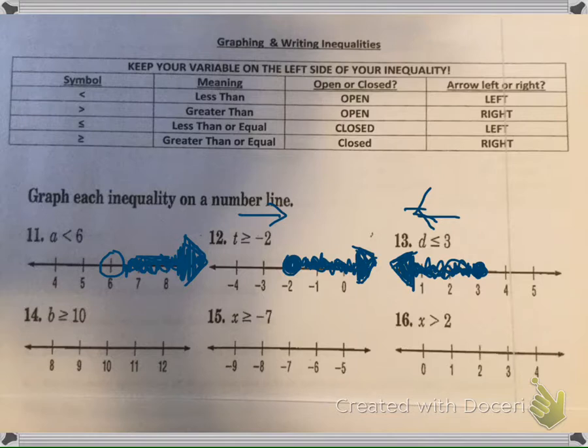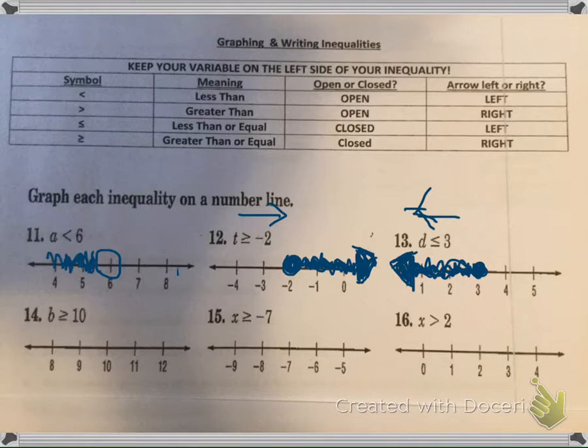Oh, I messed up on number 11. Sorry about that. Let me go back to number 11. Hopefully you caught that. Good thing I looked back at it. a is less than 6. So when we graph that one, it still is an open circle on 6, but it's everything less than 6.